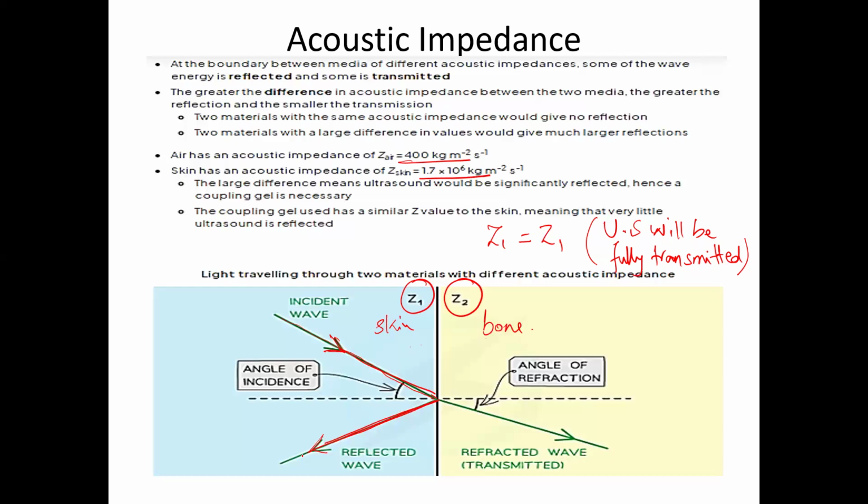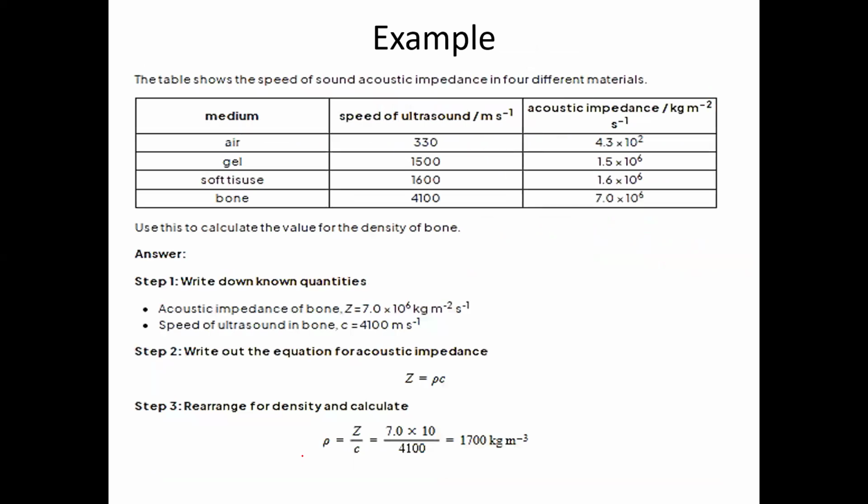Yes, sir. Okay. So moving onwards, here we can see this is a very basic example. The table shows the speed of sound and acoustic impedance in four different materials: air, gel, soft tissue, and bone. Each of them has a different speed. The speed of ultrasound is 330, 1500, 1600, 4100, and the acoustic impedance for each is shown as well: 4.3, 1.5, 1.6, 7.